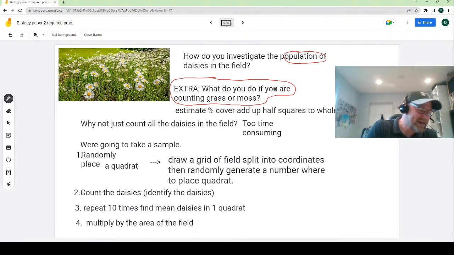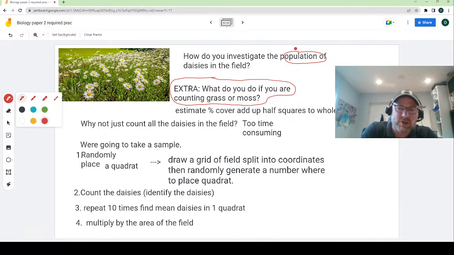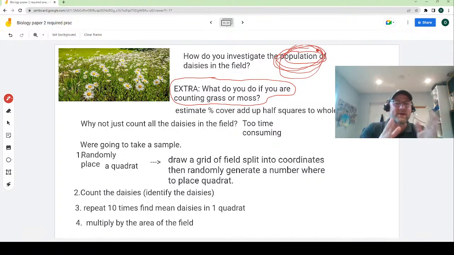What word are we looking for that's in the question? Yeah, daisies, but they might say poppies. They might say grass, they might say moss, they might say mussels, not as in on people, but mussels on the beach. Population, you're looking for this word, population. So when you get the ecology practical, if it says population, you're generally going to do this one where we randomly throw the quadrats out, find out the mean per quadrat and then multiply up by the size of the field. Okay.